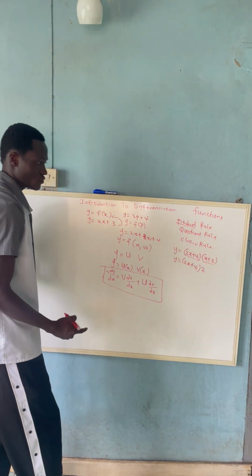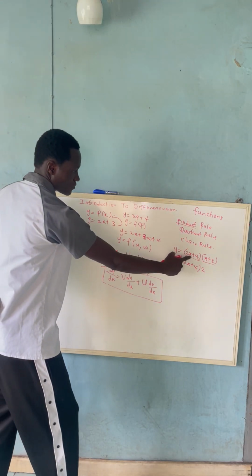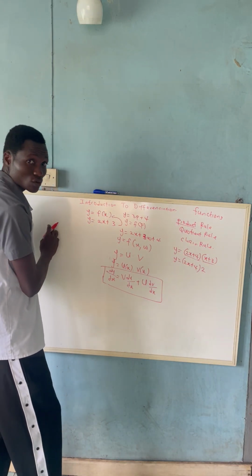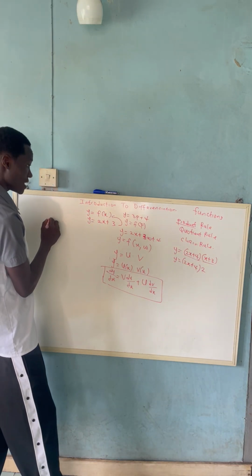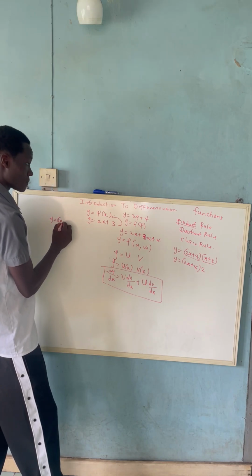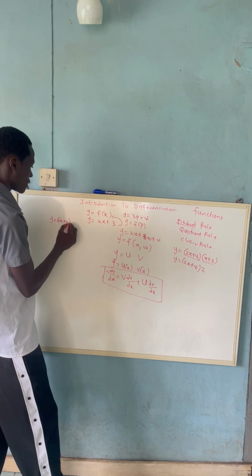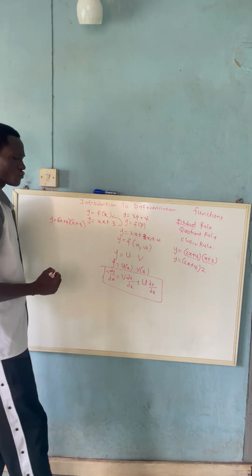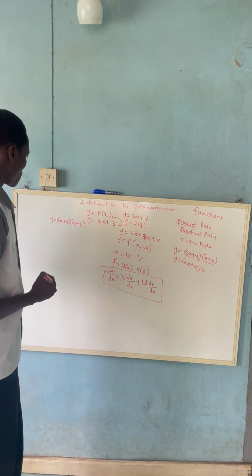Let's use this first question. y is equal to (2x + 4)(x + 3). So if you use that here, what are we going to have? We have y is equal to (2x + 4) multiplying (x + 3). So what are we going to have in this case?